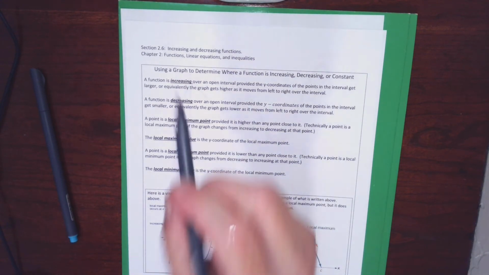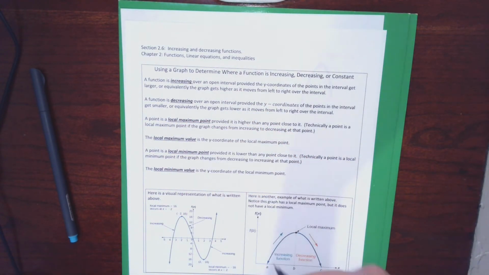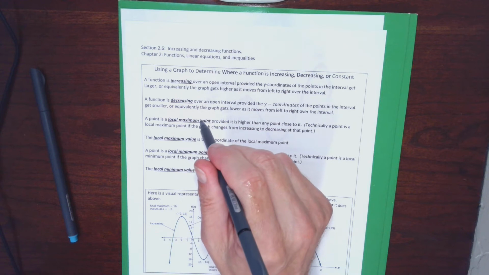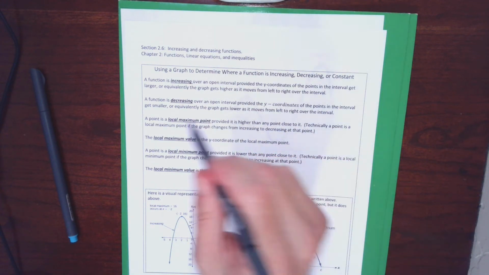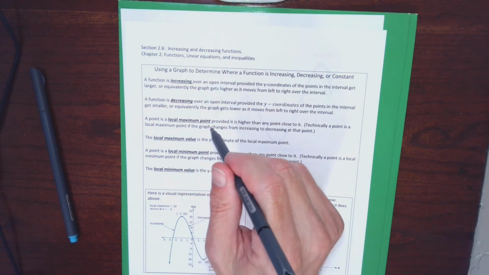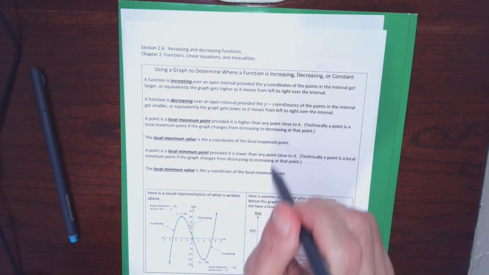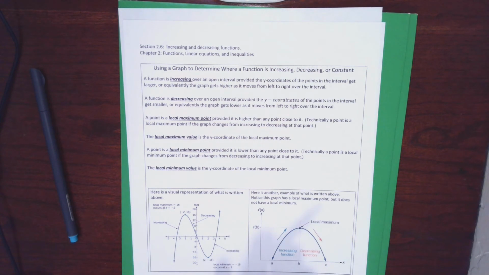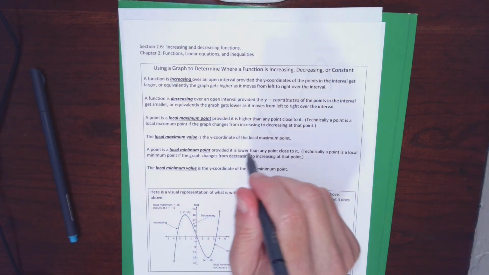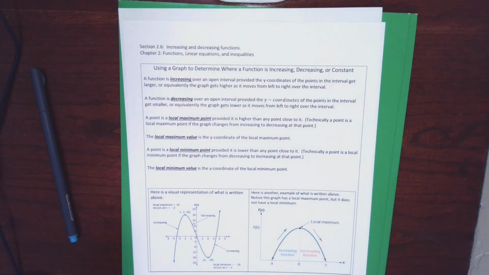I tried to define these terms simply. So I said on this sheet, a point is a local maximum point provided it is higher than any point close to it. Technically, a point is a local maximum point if the graph changes from increasing to decreasing at that point. That's too technical probably for now because I haven't talked about increasing and decreasing. And then a local minimum point is a point provided it's lower than any point close to it.